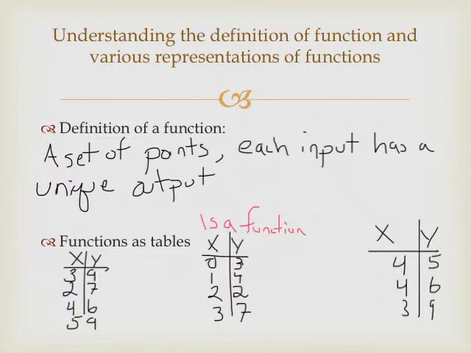Okay? So this guy over here is a function. And this guy over here is not a function. And it's because of this, the 4 not having a unique output. What's nice is it's generally easy to tell from a table because you're looking for this kind of repeated x value to show you that ambiguity.